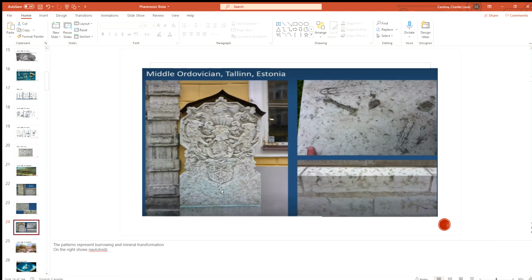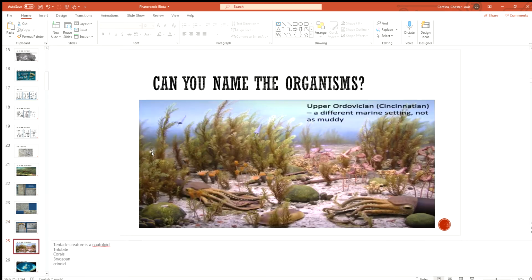The patterns that you see a lot are burrows. On the right, this is an alloid. And the greens are minerals that transformed. Okay, so this is an alloid, trilobite, bryozoan. Where's the bryozoan? Even I don't know. But test your knowledge. Try to see if you can name them.